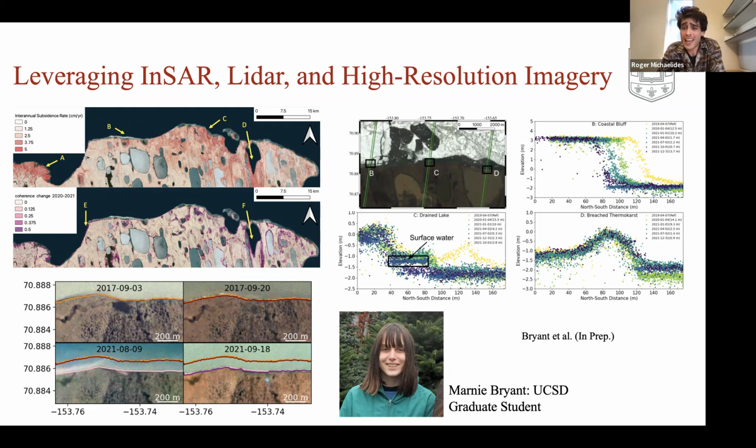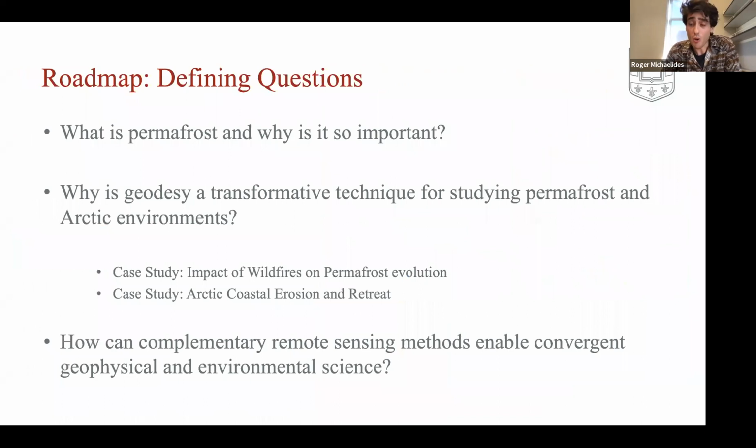So I just want to note again that this is still a work in progress that Marnie is hoping to publish in the coming year or so, but I'm really excited at least by it because I think it really sheds a valuable light into how Arctic coasts operate and evolve in time. So with that, I'd like to more or less tie up because we're approaching the hour, but hopefully I've convinced you that permafrost is both interesting and important from a cryospheric and a global carbon perspective.